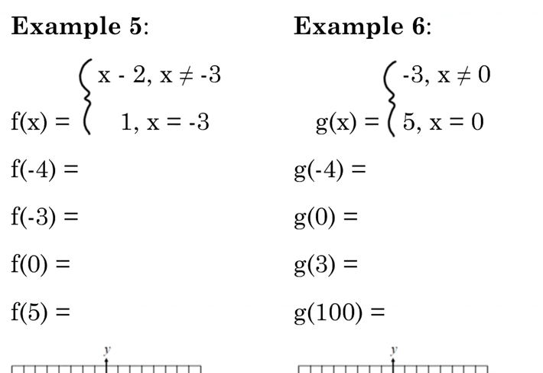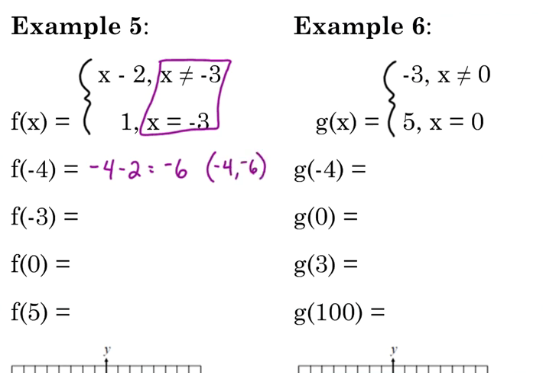So f of -4, we're looking at this part of the piecewise function to tell us what to plug it into. So either -4 is not equal to -3 or it is equal to -3. Well, clearly it's not equal to -3. So we use the first piece. So our answer here is -6. So on our graph, we would have the point -4, -6.